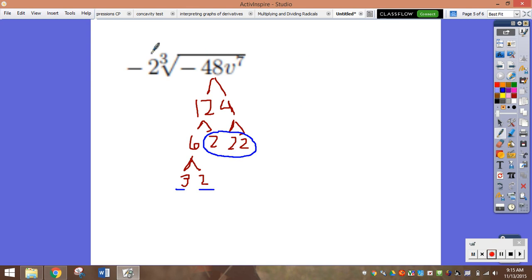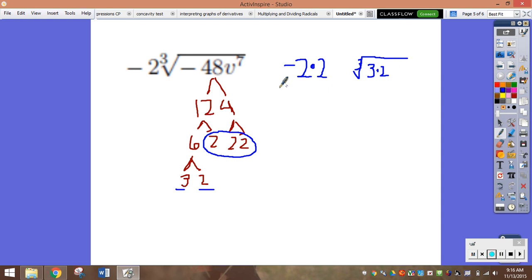So I had this negative 2 outside. That doesn't change. I still have that negative 2. And then I have this group of 3 2s. So I pull out a 2 to represent that. Remember, the cube root of the 3 2s would be 2. And then inside the cube root, I'd be left with the 3 and 2. Okay, so I'm going to leave some space here because I know I have this variable coming up. And then I'm just going to write the cube root of 3 times 2.